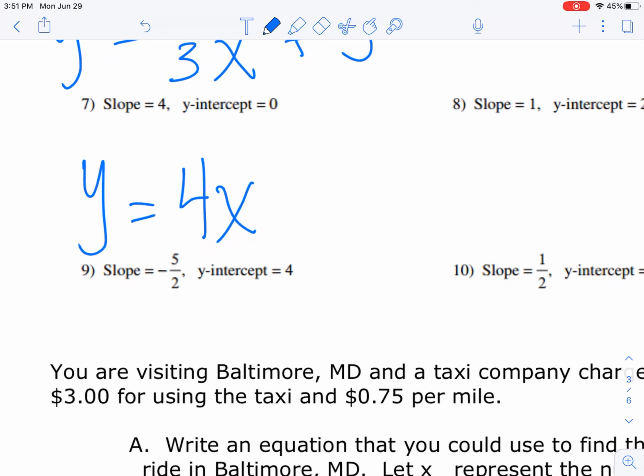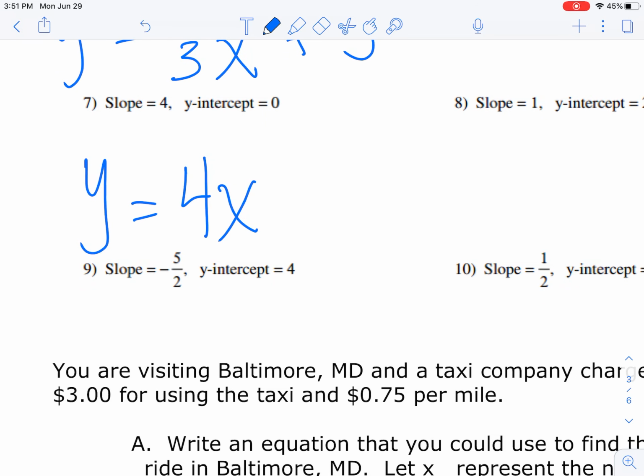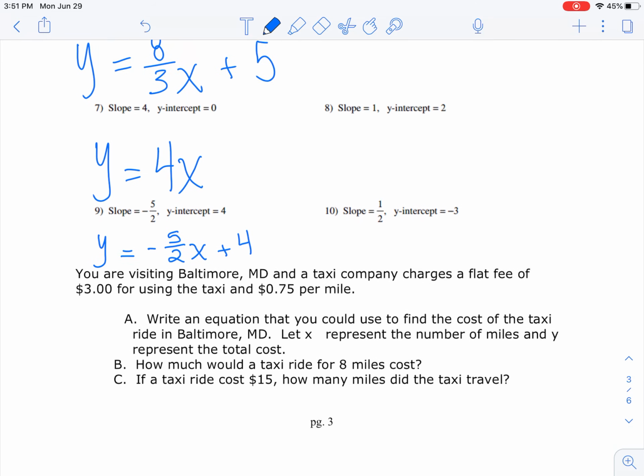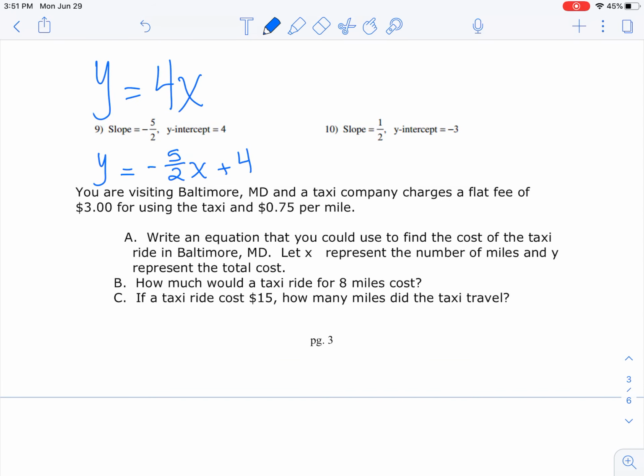And finally, we have this last one, number 9. Y equals negative 5/2x plus 4. So you guys would write out for these ones, you'd put number 10. You can just write it in slope-intercept form just like we did, as I did a second ago.